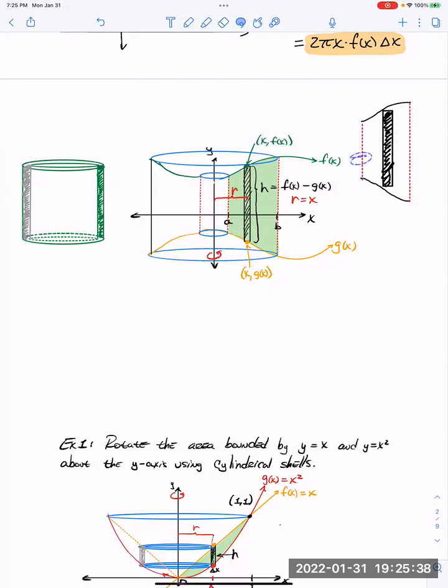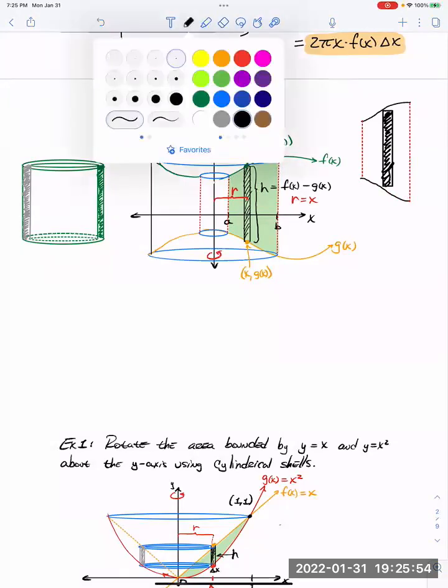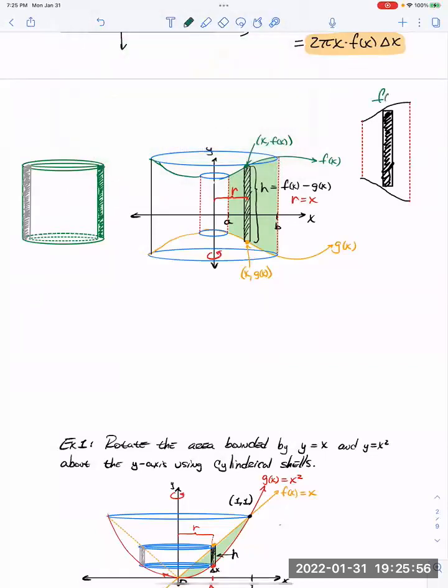Okay, so the bounded area, remember, is only this region right here. Here's f of x, which is this part up here, and here's g of x, which is right here. So let's write that down. This is f of x on top, and on the bottom is my g of x.